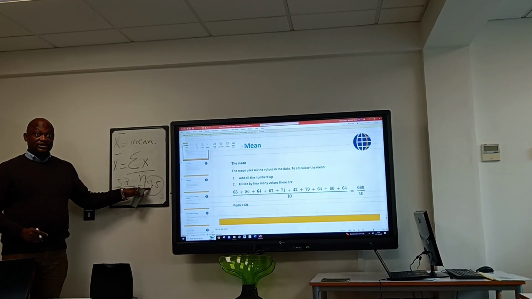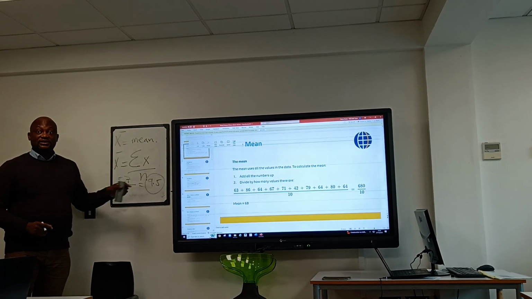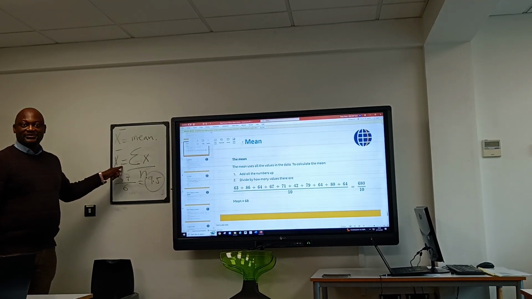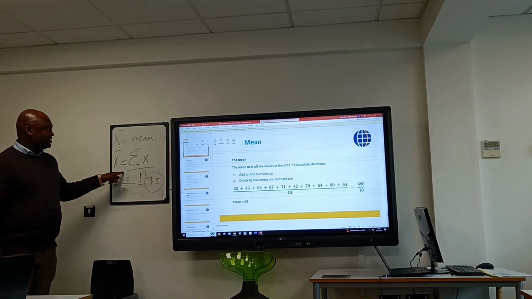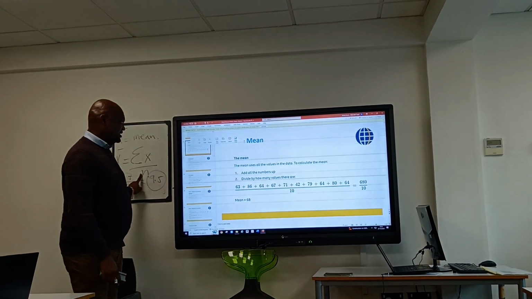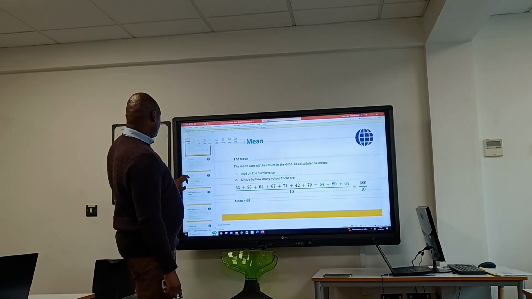Is that okay, guys? So this is how you calculate the mean. But remember, don't forget the formula: x bar equals summation of x over n. Does that make sense, guys? So we move on from the mean.